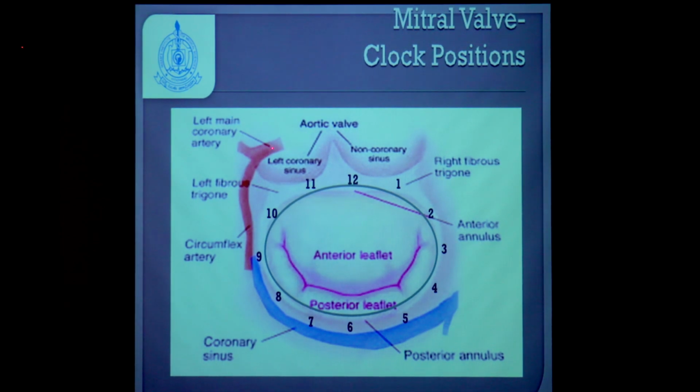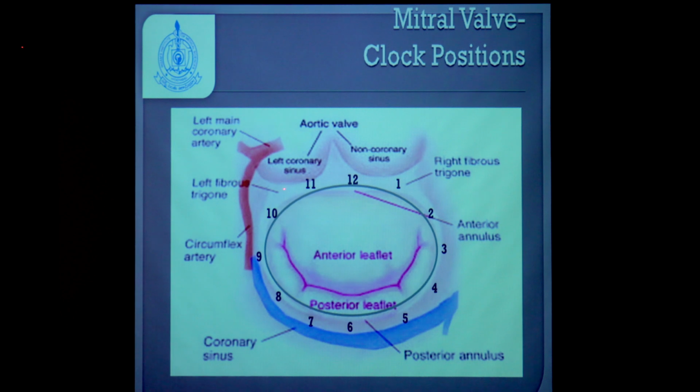Firstly, the most dreaded and the most feared, the left circumflex artery. It courses posteriorly from the 11 o'clock till probably the 8 o'clock position. Next comes the coronary sinus, which courses posteriorly from the 4 o'clock till the 9 o'clock position. Besides this, other important structures are the left coronary sinus and the non-coronary sinus, and the aorto-mitral curtain, which is from the 11 o'clock to the 1 o'clock position.